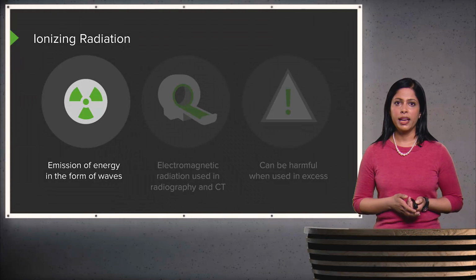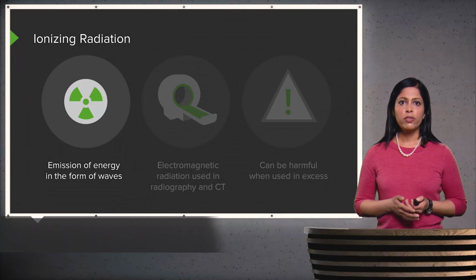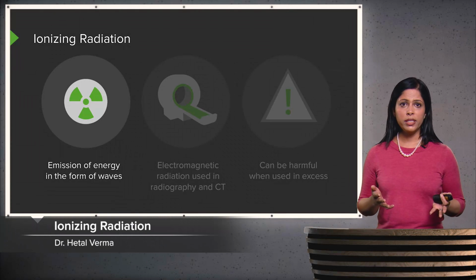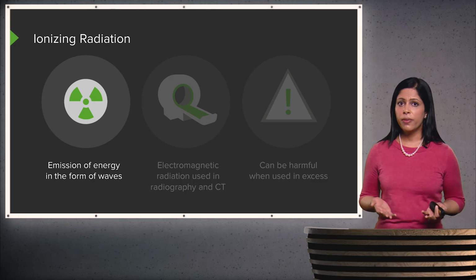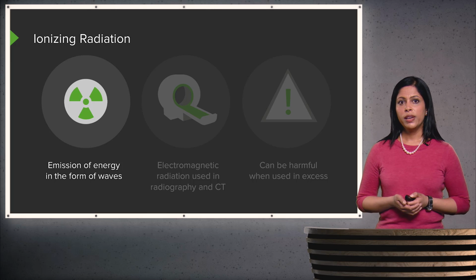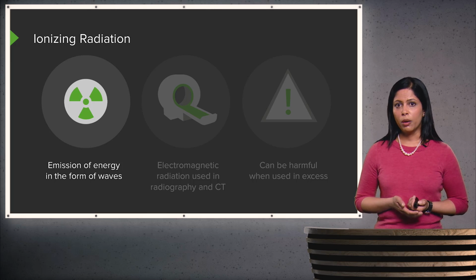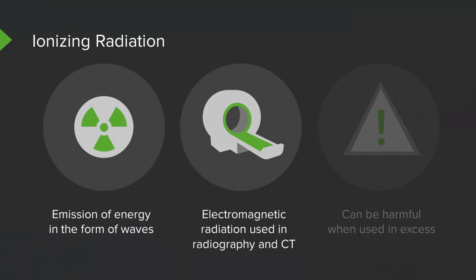So let's discuss ionizing radiation a little bit. Whenever we discuss the field of radiology, it's important to have at least a basic understanding of what ionizing radiation is and what the effects of radiation are. So radiation is the emission of energy in the form of waves. Electromagnetic radiation is the type that's used in radiography and CT scans. And it can actually be harmful when it's used in excess, so it's important to remember that when you're ordering CT scans on a patient or even when you are the one performing them.